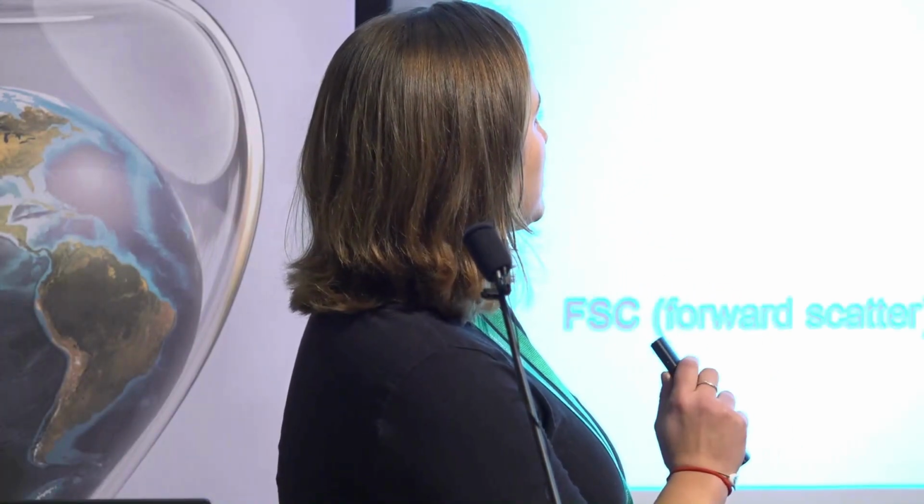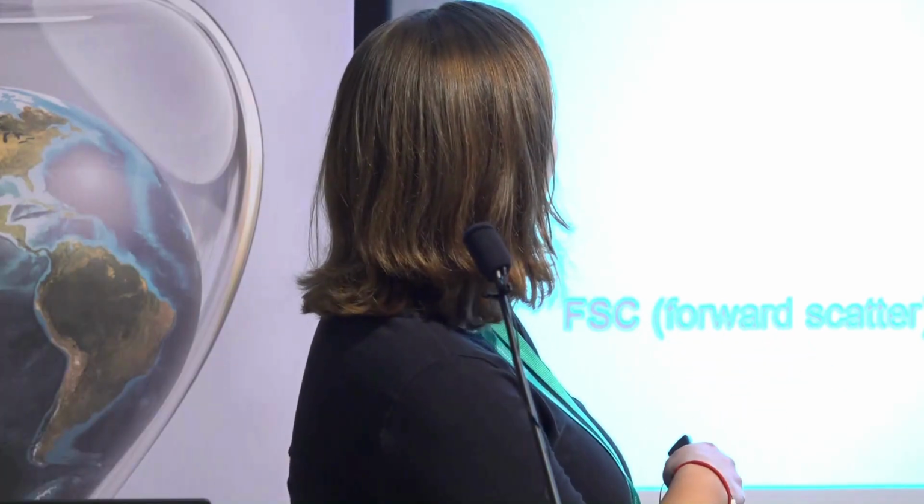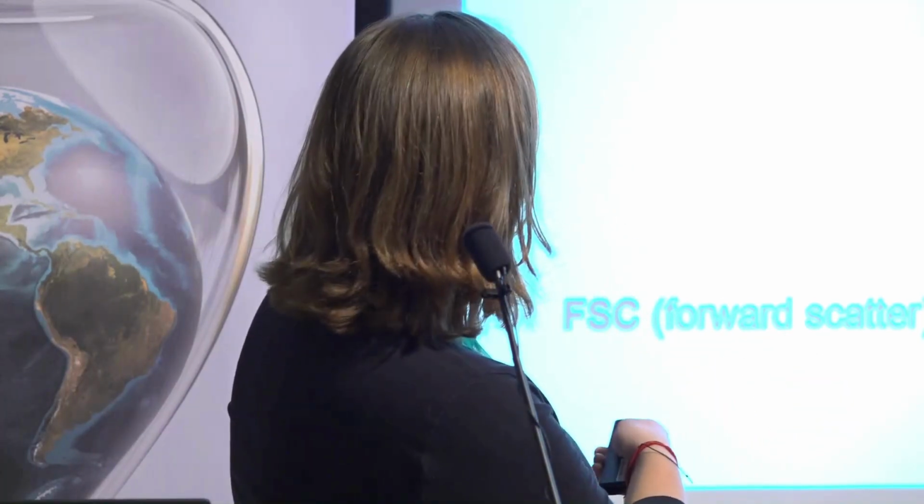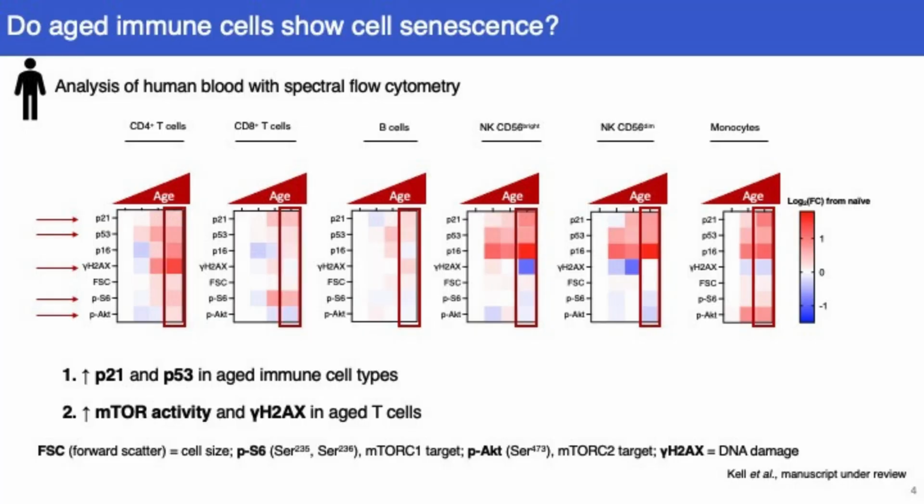And what we then did was to look at the cells that we know expand with age. I'll call these age-related immune subsets. And then we measured all of these different markers of cell senescence. So, for example, this is the P21, the P53, P16, gamma-H2AX, that DNA damage marker, FSC, so cell size. I told you they get bigger, so do they get bigger? And also markers of mTOR activity.